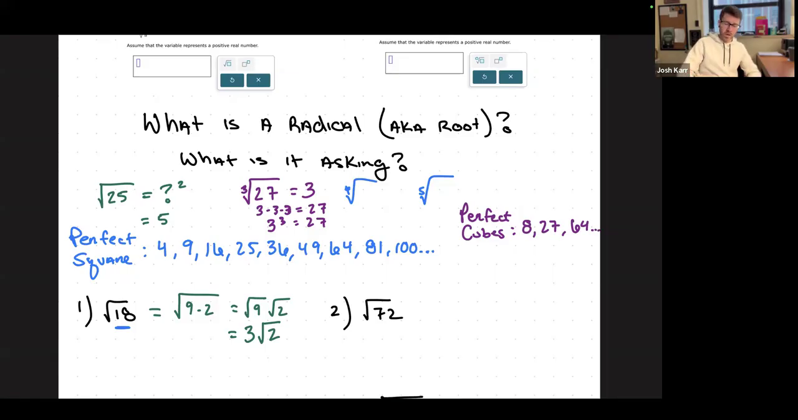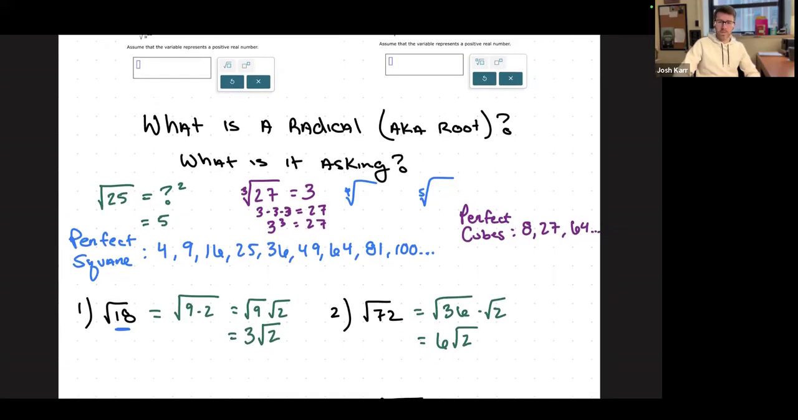Okay, all right, so let's move on to 72. Maybe try it out on your own. We're looking for the largest perfect square that goes into 72. So 72, 64 doesn't work. 49 doesn't work. 36: 72 is the same thing as 36 times 2. So we can break this apart into 36 times 2. Now, one of those we can take the square root of, so we get a 6. Square root of 2 is not a perfect number, so we're going to leave it as square root of 2.